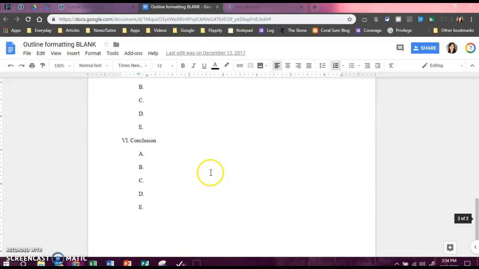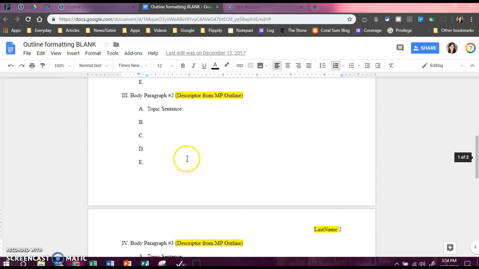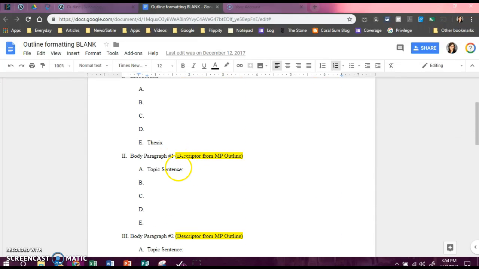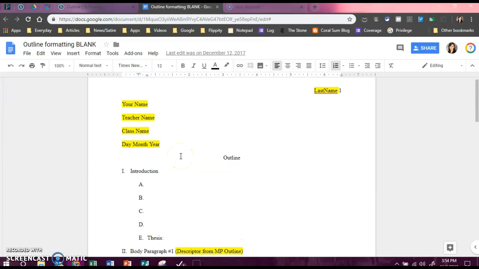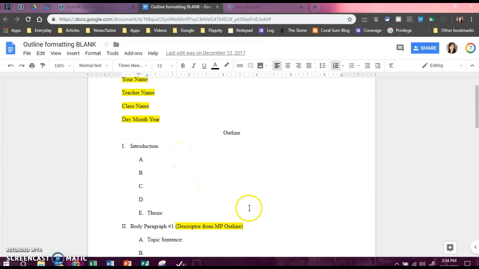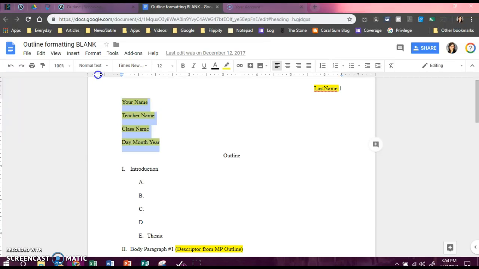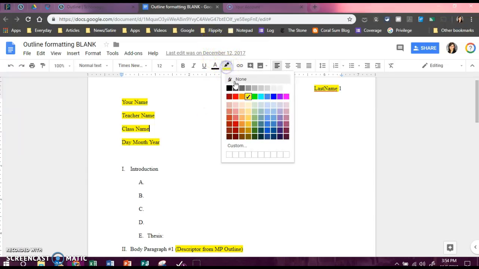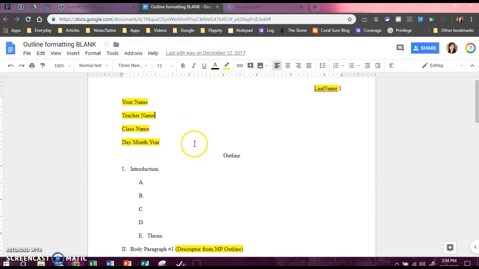You can add extra body paragraphs if you need it. I've got 6 on here, but some of you may have your paper planned to be more body paragraphs than that. So that's always something to consider too. Anything that's highlighted gets filled in with obviously your information, and once you do that, please remove the highlighting so that it looks like it's just your paper.